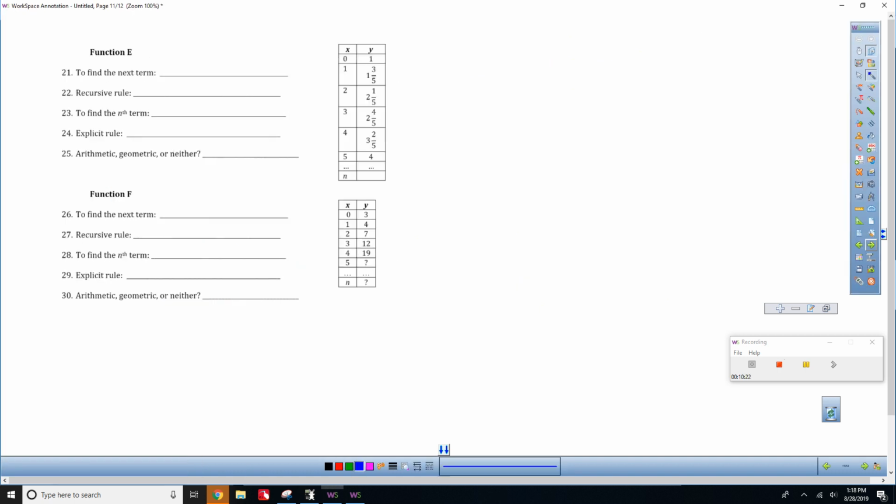Alright. I really feel like you should have gotten the hang of this by now. Let's see. Here we're adding 3/5. That's 8/5 plus 3/5 is 11/5. That's right. We're adding 3/5 each time. Oh, look, they even give us our y-intercept. Excellent. This is y equals 3/5 x plus 1. To find the next term, add 3/5.